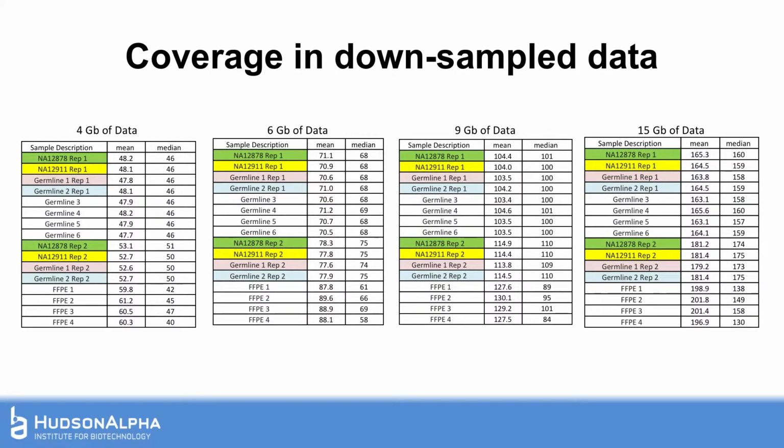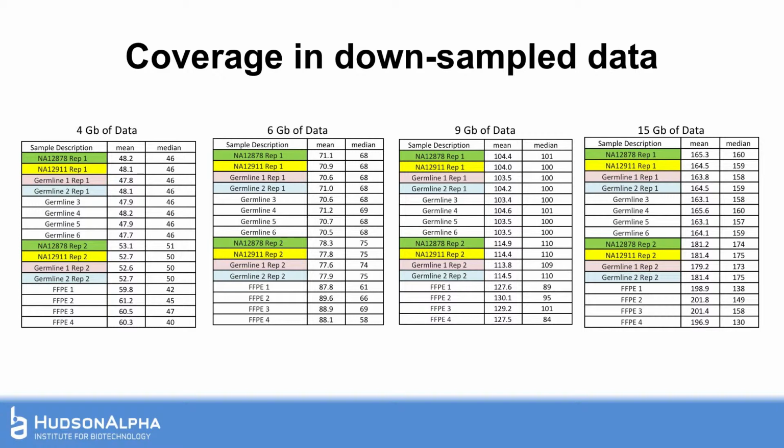So obviously a 500x exome is extraordinarily deep coverage and really isn't leveraging the decreased cost per sequence that the NovaSeq allows. Since we didn't have an opportunity to empirically or directly run lower coverage, what we did is downsample that same data set to 4 gig, 6 gig, 9 gig, and 15 gig of data that you see across the top, giving both mean and median coverage.